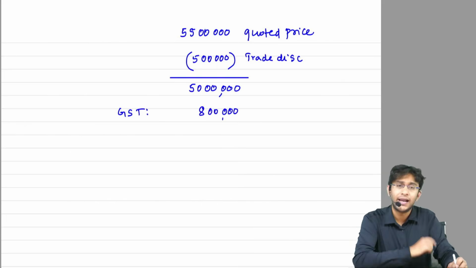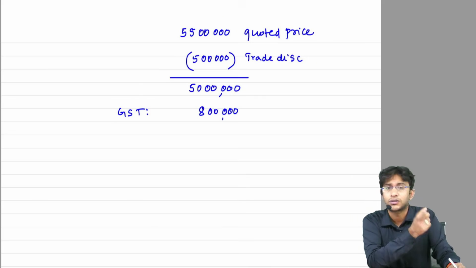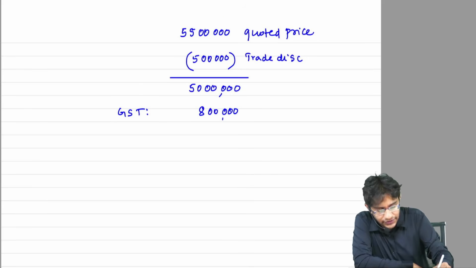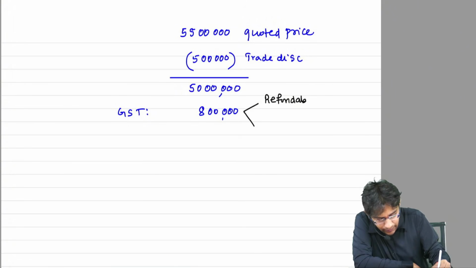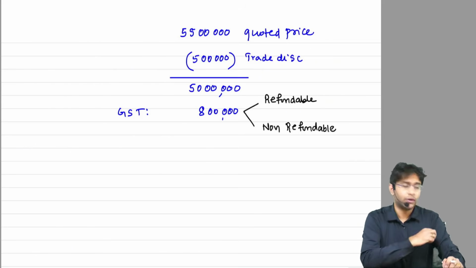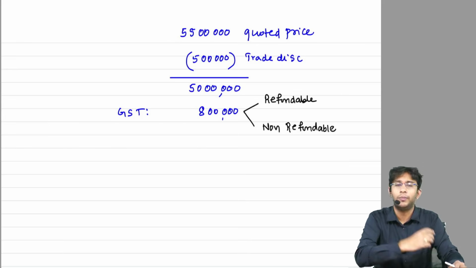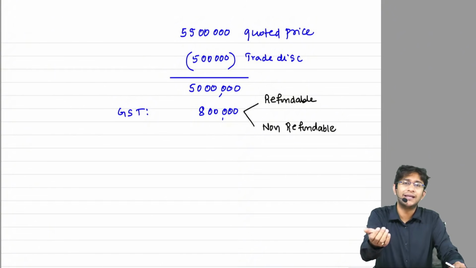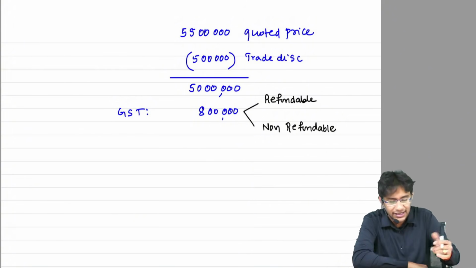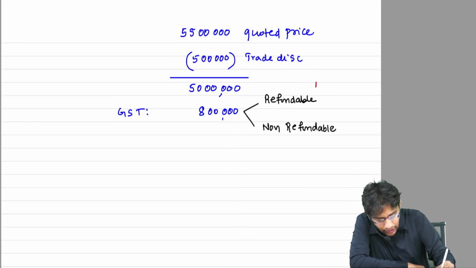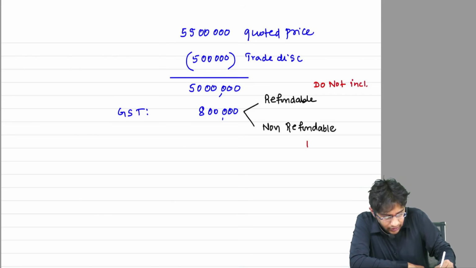Now, 8 lakhs, should it be treated as part of the cost of the asset or not? The answer is, it depends. You have to check whether it is refundable or non-refundable. What is the meaning of refundable? For example, you all know, under indirect taxes, you can take credit for the input GST. Input tax credit will be there. So if you pay 8 lakhs, you can indirectly recover it from your customers. If it is that kind of thing, then it is refundable. If it is refundable, do not include. If it is non-refundable, then you can include.